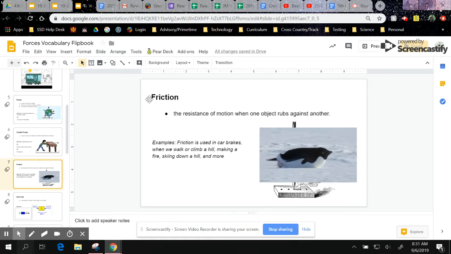Next word, friction. The resistance of motion when one object rubs against another. Examples, friction is used in car brakes, when we walk or climb a hill, making a fire, skiing down a hill, and much more.